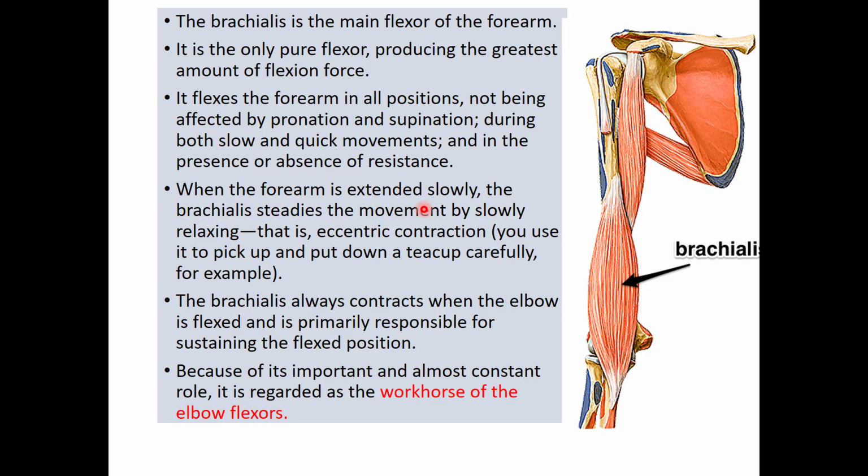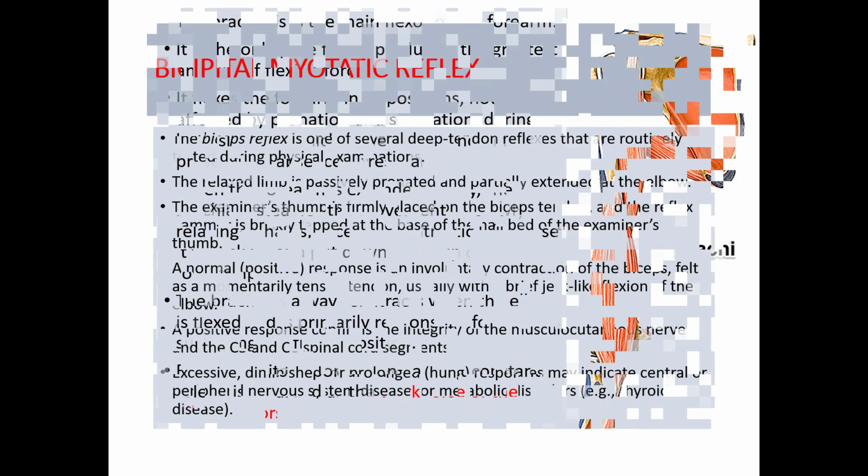When the forearm is extended slowly, the brachialis steadies the movement by slowly relaxing, that is, eccentric contraction. The brachialis always contracts when the elbow is flexed and is primarily responsible for sustaining the flexed position. Because of its important and almost constant role, it is regarded as the workhorse of the elbow flexors. Remember this, these questions can come in your MCQ: workhorse of the elbow flexors is which muscle? It is the brachialis muscle.